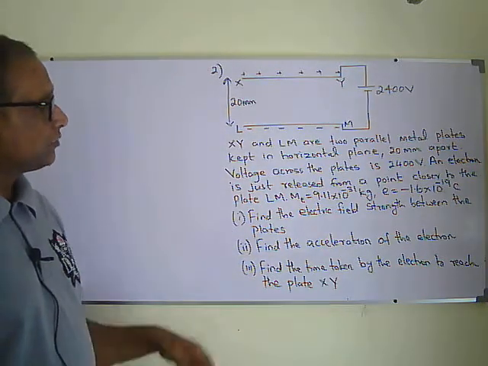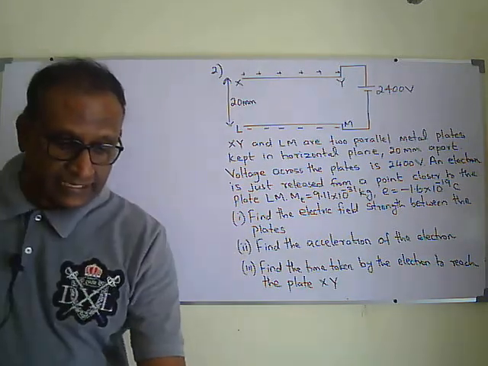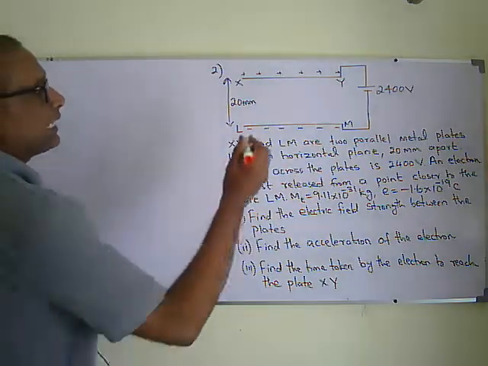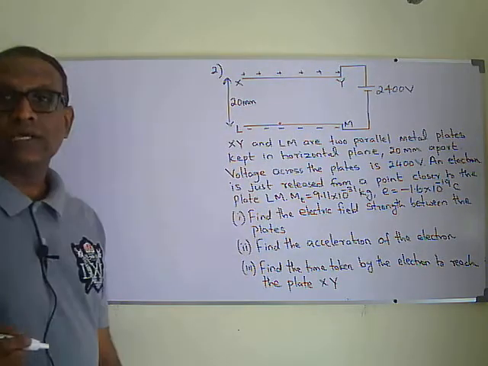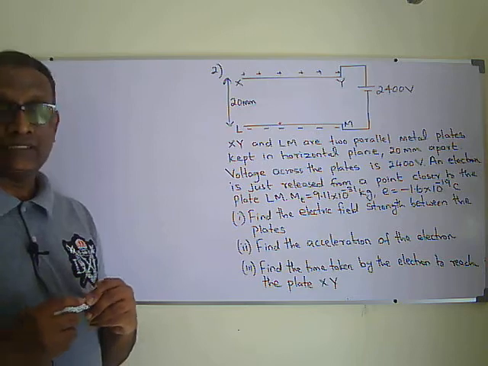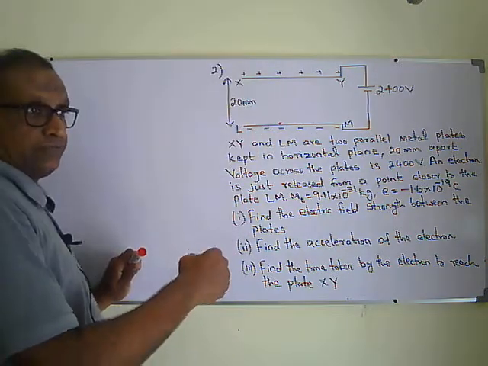So here what's happening, the question is slightly different. Here they are saying an electron is released from a point closer to LM. Maybe the electron is released from a point somewhere here, very close to LM. So when the electron is released from LM, what will happen? The electron is going to experience upward electrostatic force.